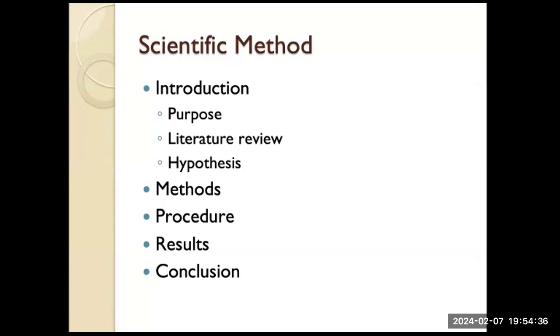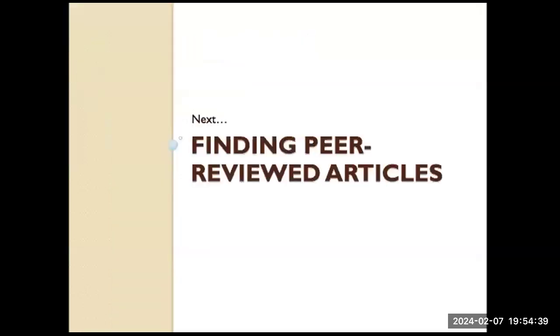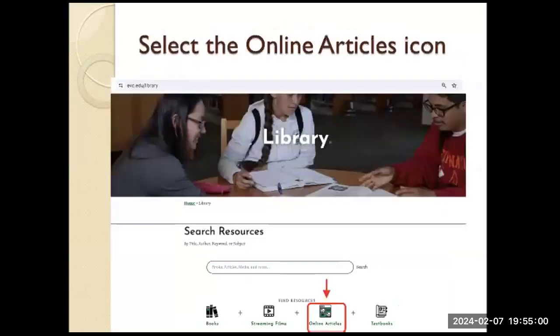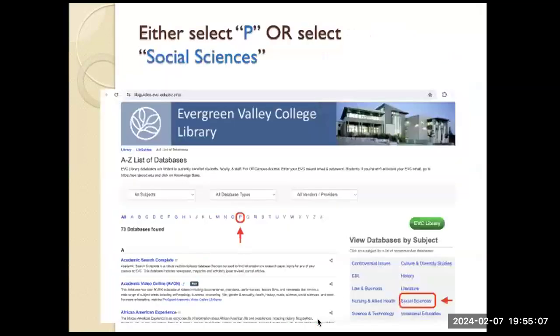Okay, I do want to talk about finding peer-reviewed articles. I have these in slides, but if you want, I can also walk you through it live. In your single sign-on, you will have an icon that says EVC Library Online Articles. That is what you're going to select. It will take you to the library. When you get to the library part of our website, select online articles, right? So you don't have to go and buy any articles. We have databases to help you that have free peer-reviewed journals.